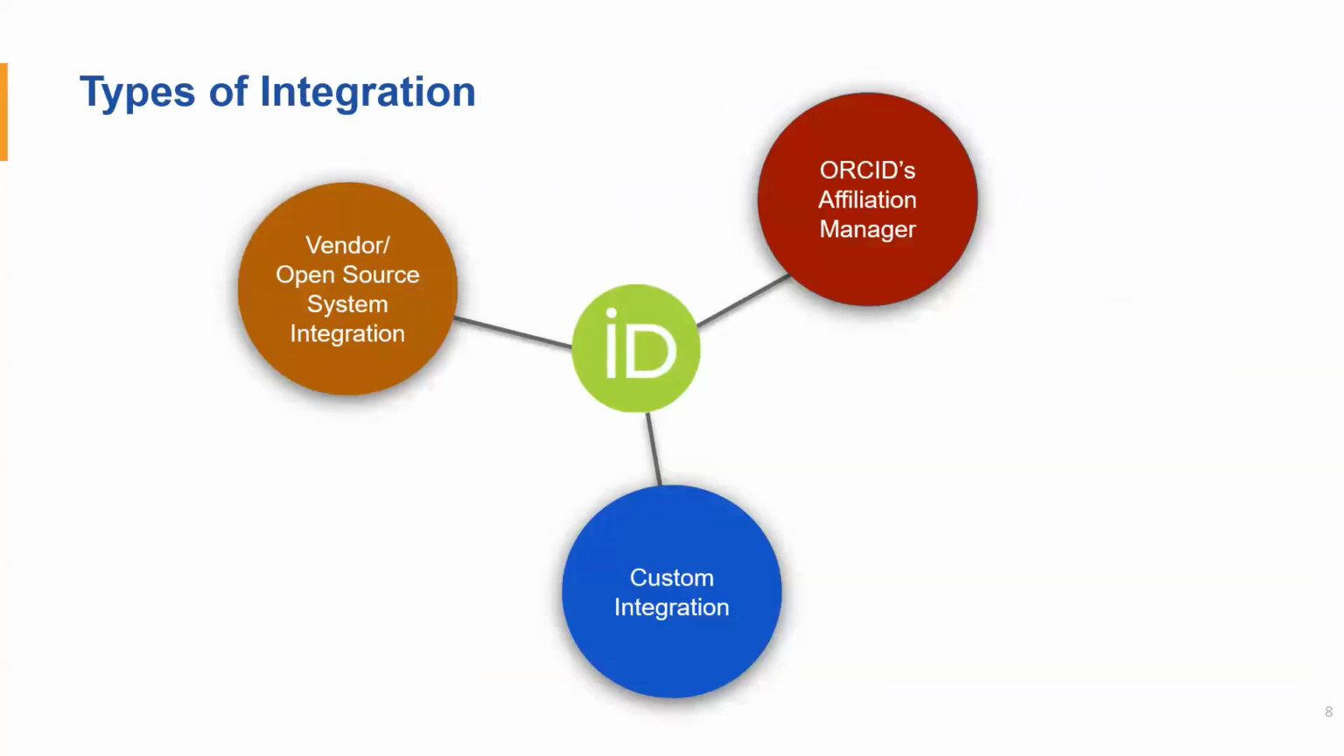There are three ways that you can connect with ORCID using an API. You can use a vendor and/or open source system with built-in ORCID functionalities. You can do a custom integration that can be customized specifically to your organization's goals. Finally, you can also use ORCID's built-in tool, the Affiliation Manager, to write affiliation records or affiliation data to ORCID records.